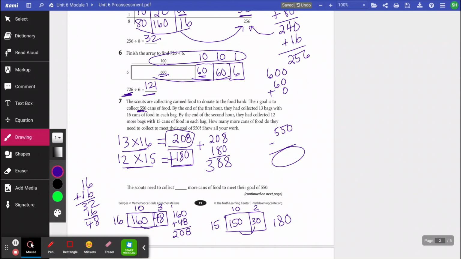And then you have to take that away from their goal. They have a goal of 550. They've collected 388 so far. We have to figure out how much they still need to collect. So we're going to subtract that. So 10 take away 8 is 2. 14 take away 8 is 6. 4 take away 3 is 1. So they have to collect 162 more cans of food. So lots of steps in that problem. And I'm going to stop the video now, and then I'll do the next one separately.